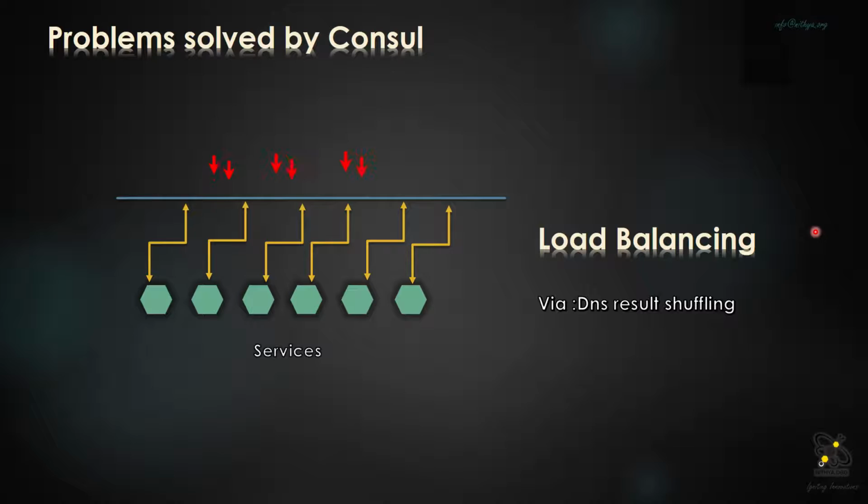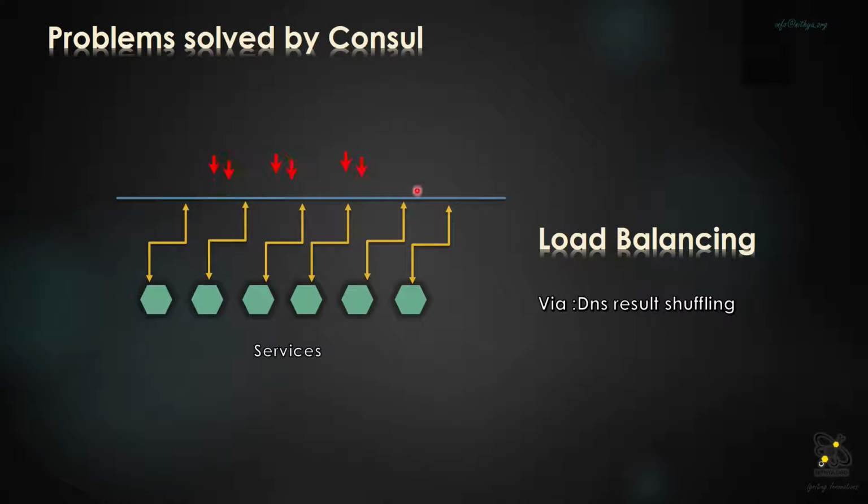Okay. The next important feature is native load balancing. In each section of the world, you have to put a load balancer to distribute the load across the microservices. But here you don't need it, because Consul itself provides native load balancing via DNS result shuffling. So how is it happening?